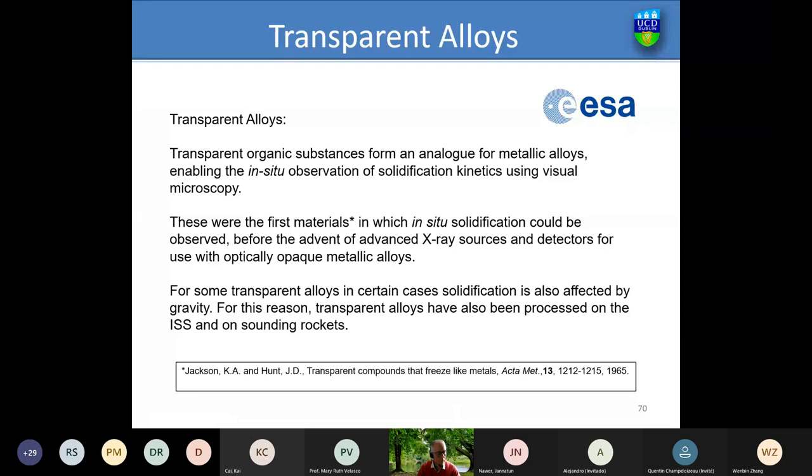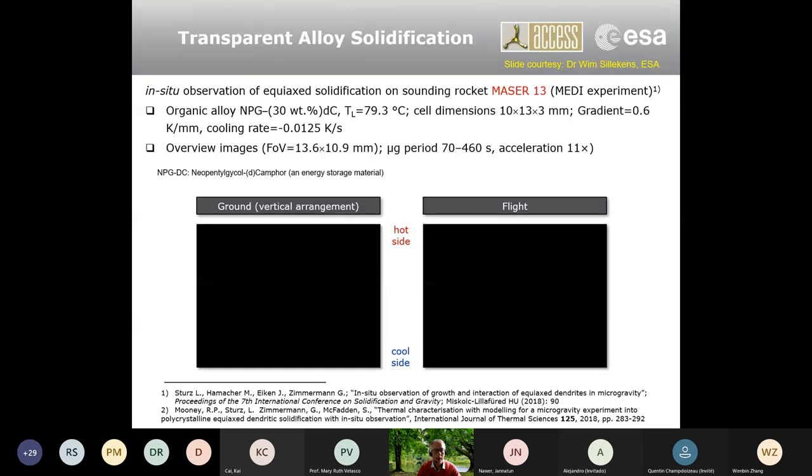Now, we don't always have access to X-rays, and indeed the first experiments to look at dynamic solidification were in so-called transparent compounds that freeze like metals, which were first reported on in the 1960s. But this has now been taken into microgravity as well by essentially the group of AccSpace in Aachen in Germany, primarily led by Laszlo Sturz, and also with Gerhard Zimmermann. And these were also on the same MASER 13 experiment.